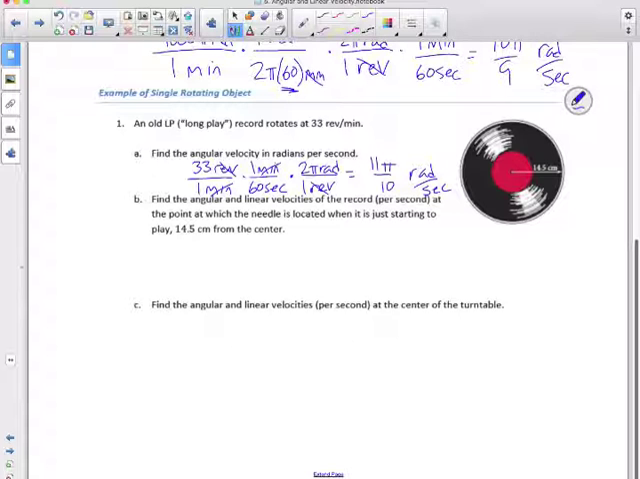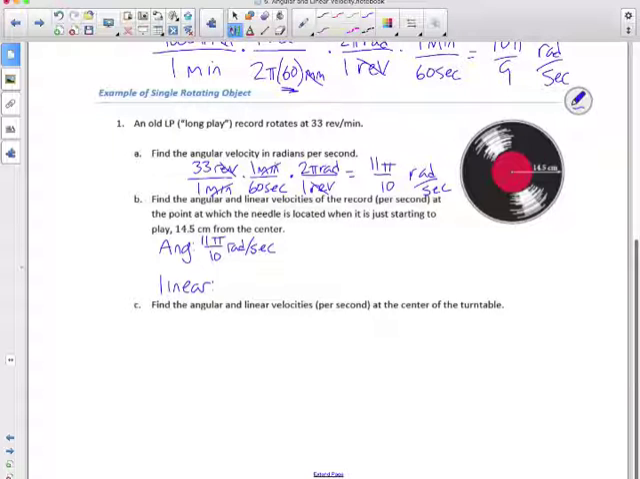Now it says find the angular and linear velocities of the record per second at the point at which the needle is located when it is just starting to play. So it starts all the way at the outside, which is 14.5 centimeters from the center. So I need to know what's going on with this particular example. And I know that it's rotating at the same speed no matter where I'm at. So its angular speed is still going to be 11 pi over 10 radians per second. I don't need to do any conversions for that.